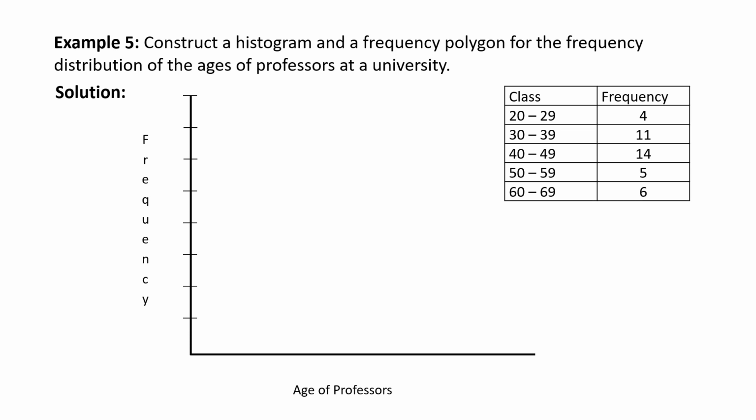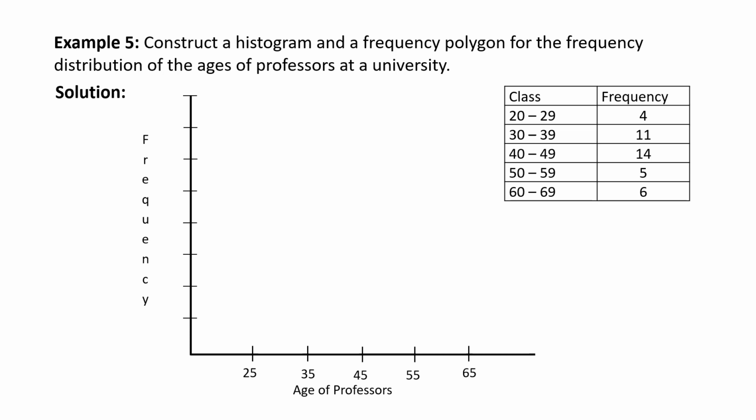For the first class of 20 to 29, the midpoint is 25. For the second class of 30 to 39, the midpoint is 35. And for the midpoint of 40 to 49, that would be 45. From 50 to 59, that would be 55. And the last class of ages, 60 to 69, that would be 65.